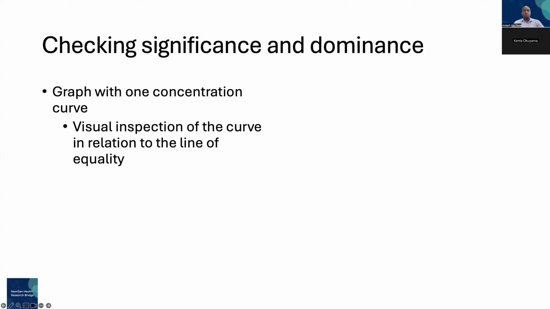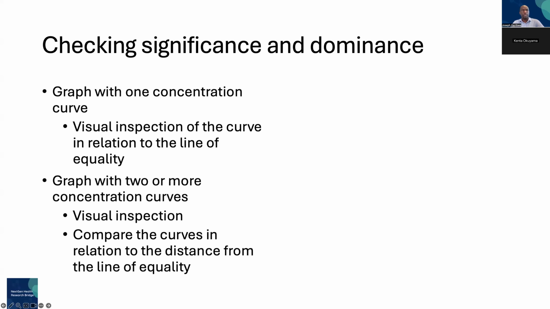And then also the beauty with this, there are some data packages which you can use to actually check whether the line goes across the graph or not. I mean, across the line of equality or not. So this is where we have one concentration curve within the graph.